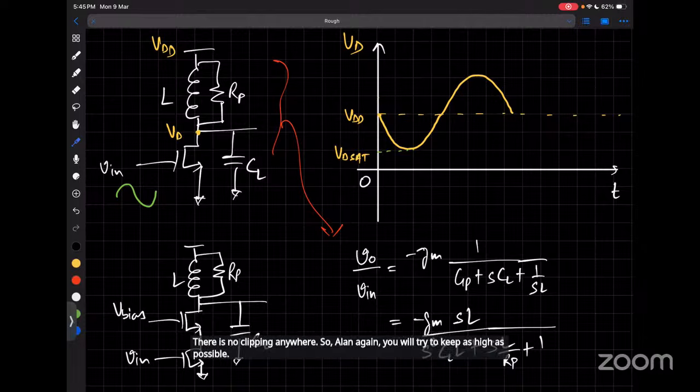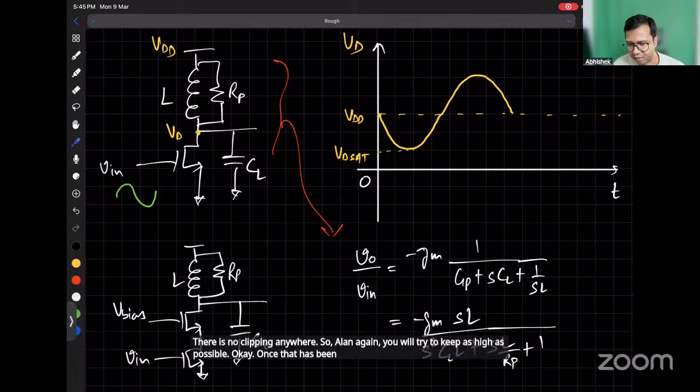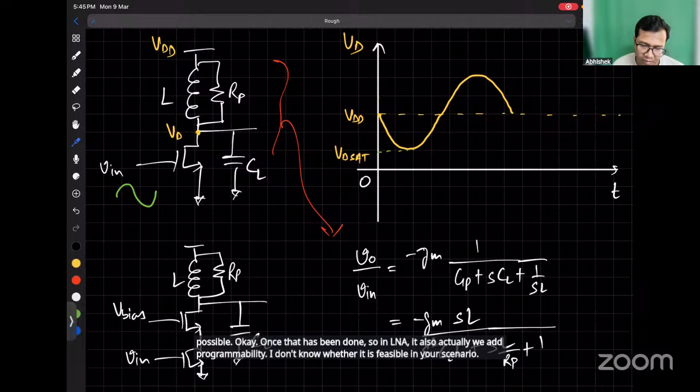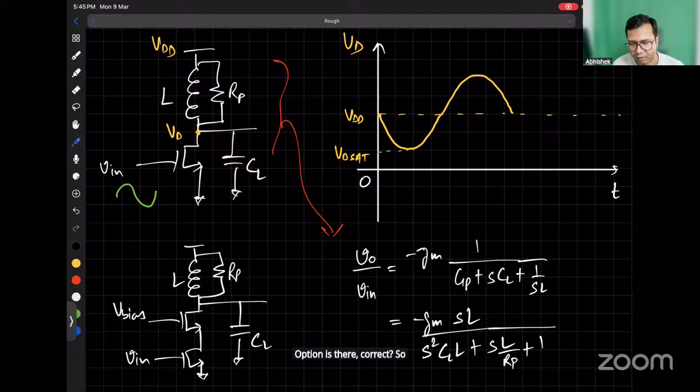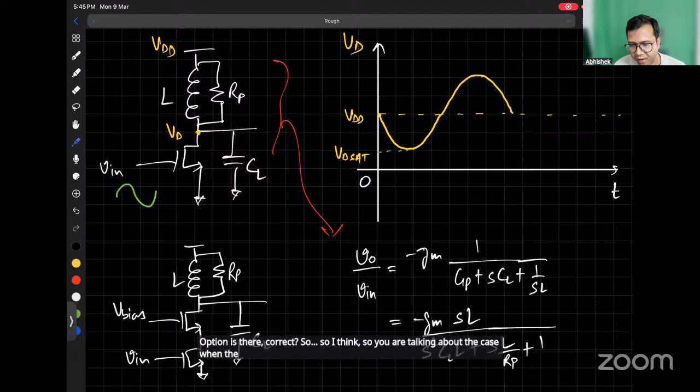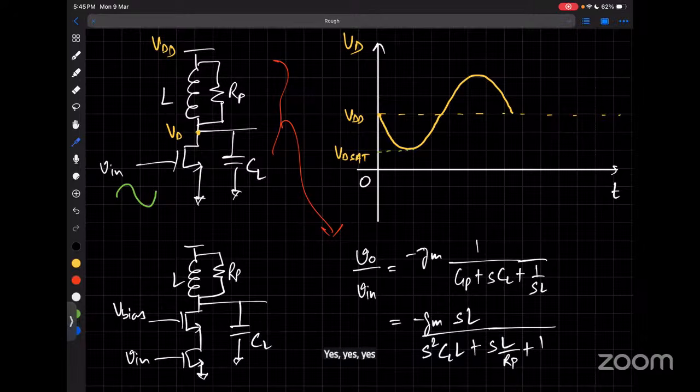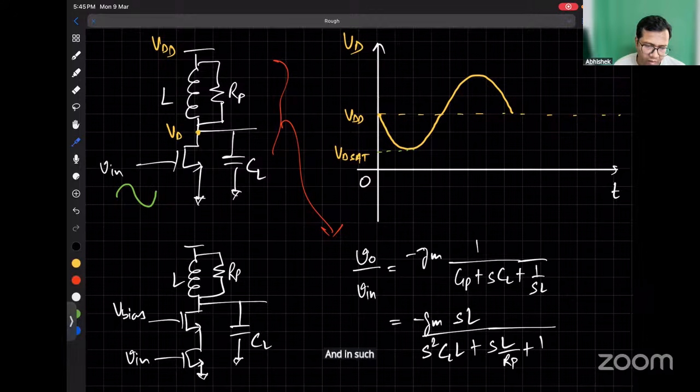Once that has been done, in the LNA we also add programmability. I don't know whether it is feasible in your scenario. Yes, sir, it is there. A programmable option is there, with 6 dB steps. Correct? So I think you are talking about the case when the input signal is really weak, correct? So you will be using the maximum gain of the LNA. Yes, correct, sir. And in such a scenario, if the second stage is adding a lot of out-of-band noise, yes, you should do filtering.